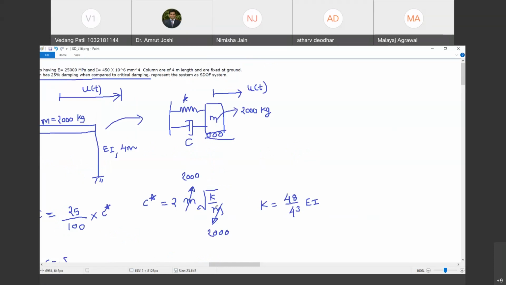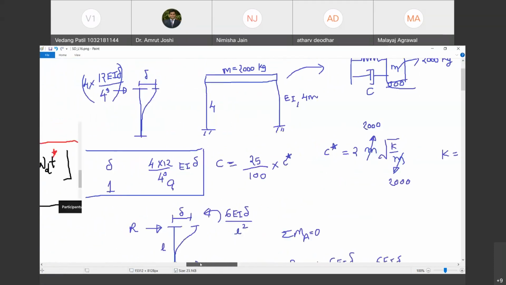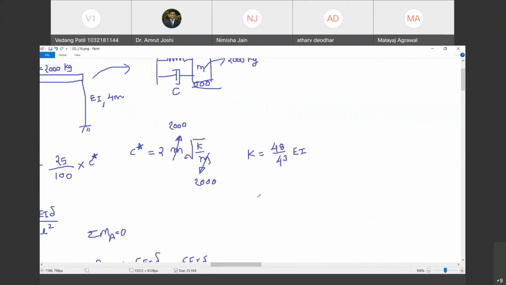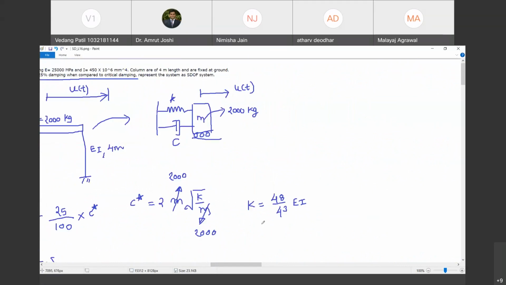देखो. Yes, sir. So 48 upon 4 cube into EI, ये कितना हुआ? EI की वैल्यू दी है आपको? दी है कि नहीं? Yes, sir. So it is 48 upon 4 cube. 4 मीटर में है तो E की वैल्यू भी मीटर में चाहिए. ये न्यूटन पर mm स्क्वायर में है. 25,000 है ना? Yes, sir. सो mm स्क्वायर को न्यूटन पर मीटर स्क्वायर में करना है तो क्या करना पड़ेगा? I need to divide it by 10 power minus 6. Yes, sir. That means it will get multiplied by 10 power 6.